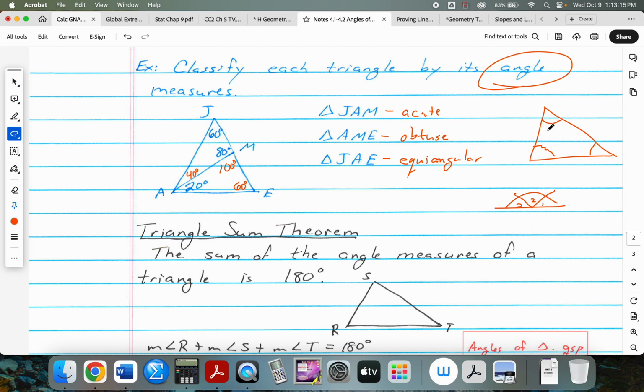Another way that you can do that is if you were to take a triangle like this and fold it. So if you fold this edge down, you don't need to draw this, it would look like this.